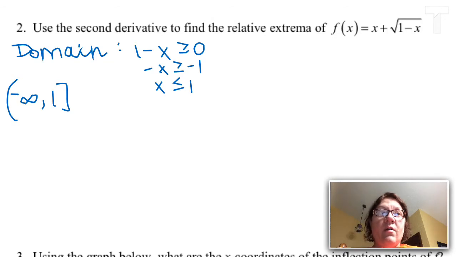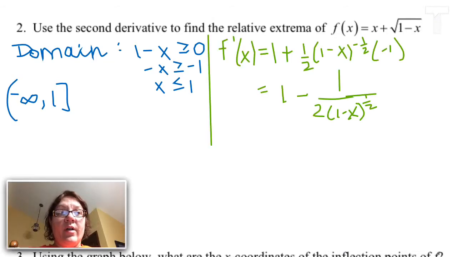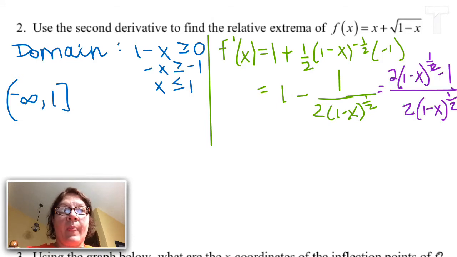So now pause the video and get me the first derivative. So here it is before I do anything else to it. Of course, if I want, I can get a common denominator and turn this into a single fraction, which will be helpful when I set it equal to 0 and undefined. So I'm going to do that next. So hopefully your answer matches my answer.